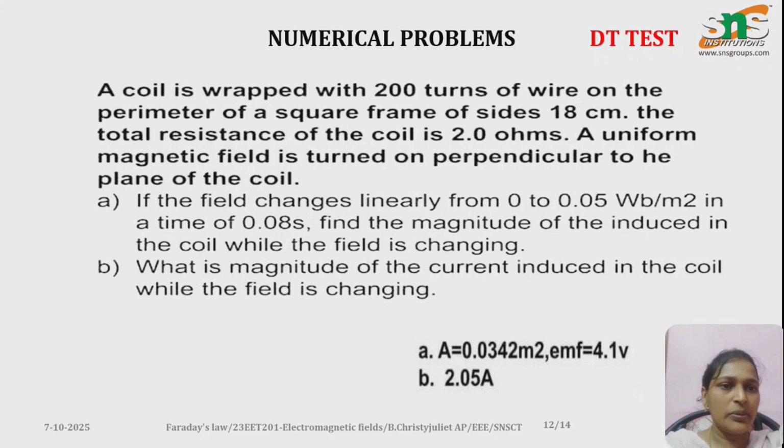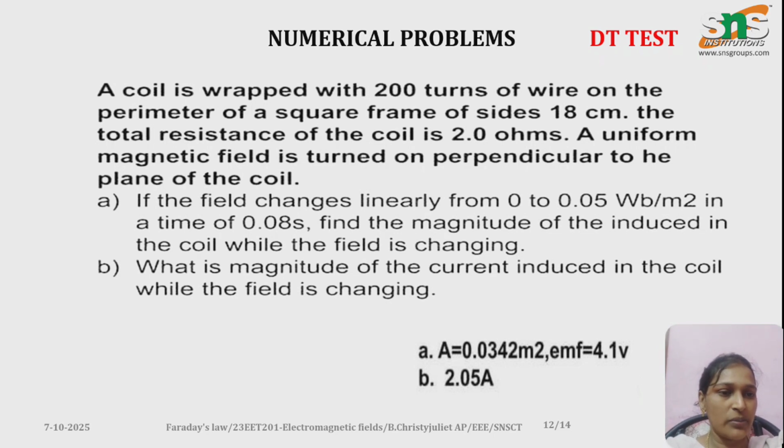A coil is wrapped with 200 turns of wire. So here N is 200 turns. On the perimeter of a square frame of sides 18 centimeter, the total resistance of the coil is 2 ohms. A uniform magnetic field is turned on perpendicular to the plane of the coil. If the field changes linearly from 0 to 0.5 Weber per meter square in a time of 0.08 seconds, find the magnitude of the induced EMF and also find the magnitude of the current induced in the coil while the field is changing.